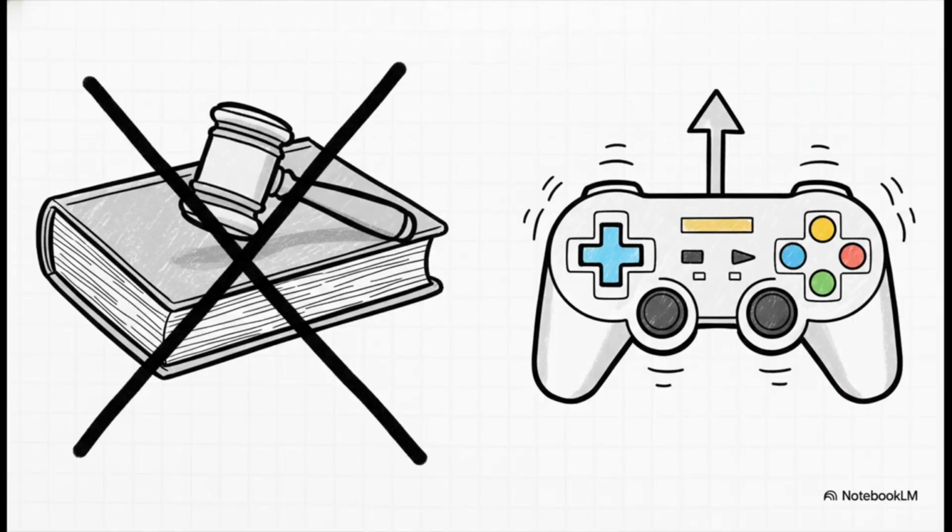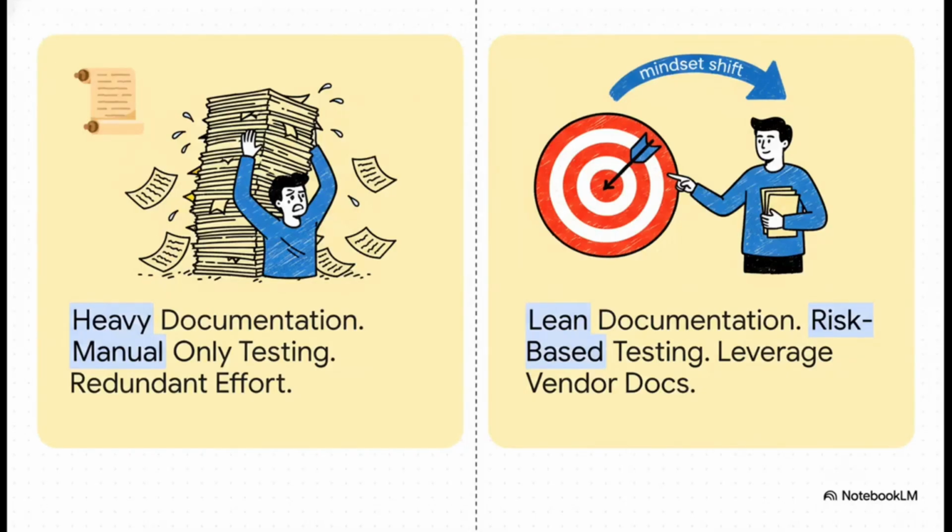But what if that whole framework wasn't actually a set of laws you have to obey? What if it was more like a cheat code, a strategic guide to actually make your systems better, faster, and, most importantly, safer? Well, that's what we're going to dig into right now. We are going to break GAMP5 down into plain English and show you exactly how to use it to your advantage.